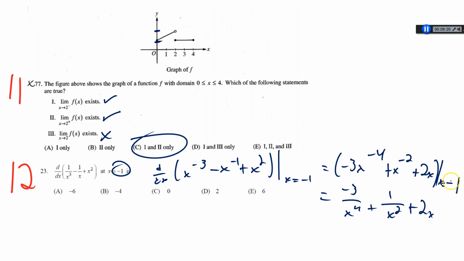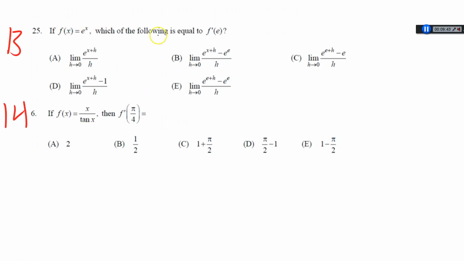So plugging in negative 1, that's negative 3 over a positive 1, so it stays negative, plus 1, because 1 over positive 1 when you square it is 1, and then minus 2. Negative 3 plus 1 is negative 2, minus 2 is negative 4. Cool. Moving on.